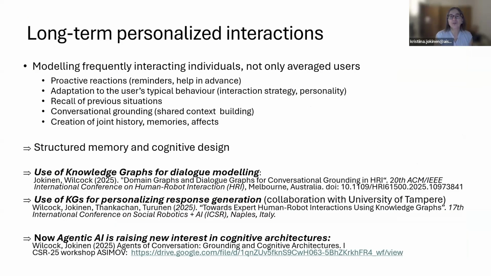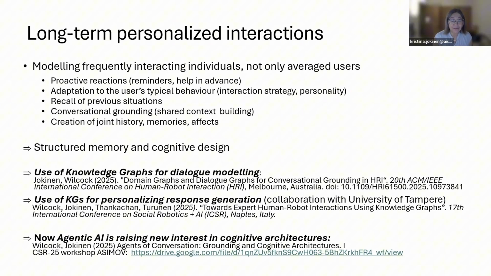One of the issues in the current human-robot interaction research is the aim for personalized long-term interactions. To address such issues as proactive reactions, adaptation, grounding, creating joint histories, memories, effects, etc., we need a memory of the past events and interaction, which goes beyond merely listing the previous utterances as context in prompts. That is, we need to structure the robot's memory and have some cognitive design, how to manage and use the memory. In our previous work, we have focused on knowledge graphs for dialogue modeling and grounding, and in collaboration with the University of Tampere, we have used the knowledge graphs for personalized response generation.